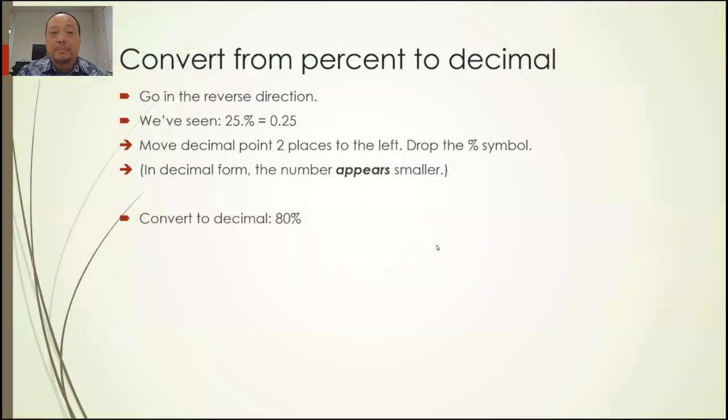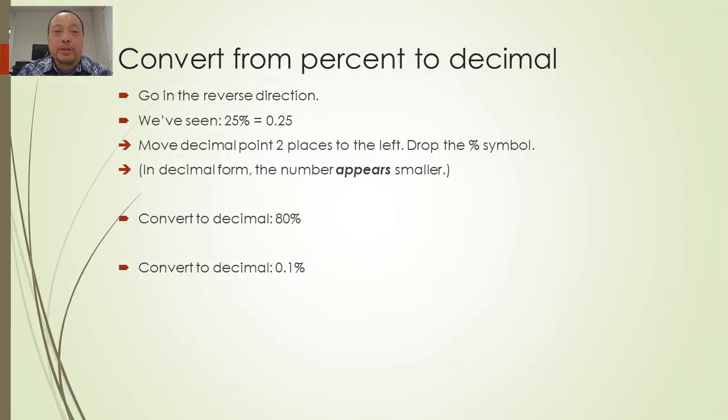Let's do an example. Convert 80% to decimal. There's an invisible decimal point here. So we move it 2 places to the left and we end up here. We drop the percent symbol. The answer is 0.80. Or many people may write it with a 0 in front, 0.80.